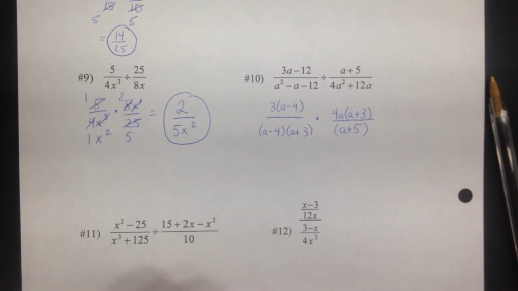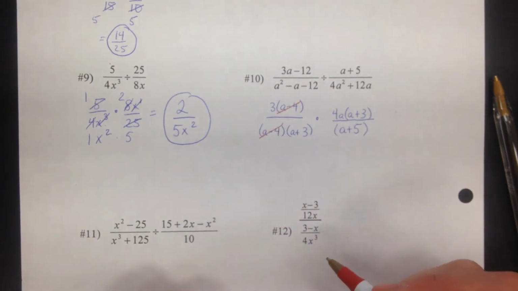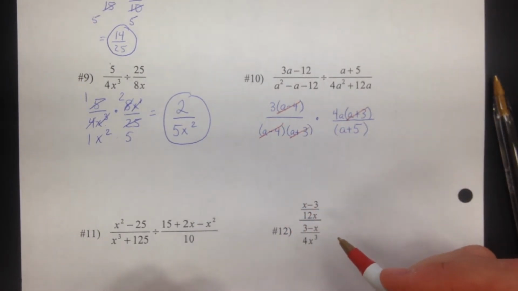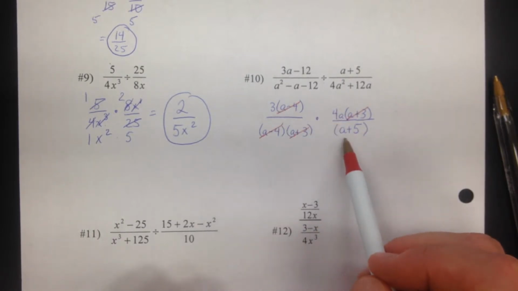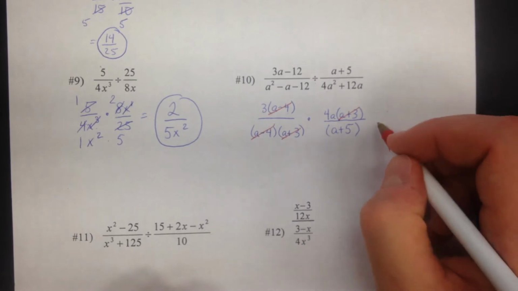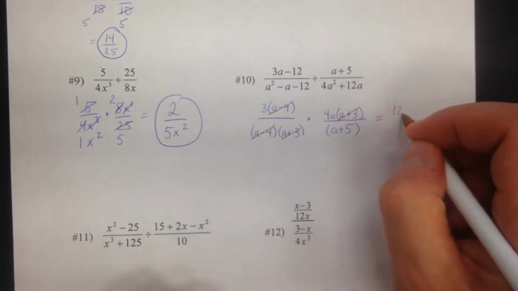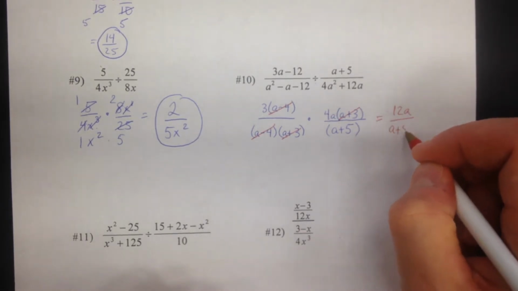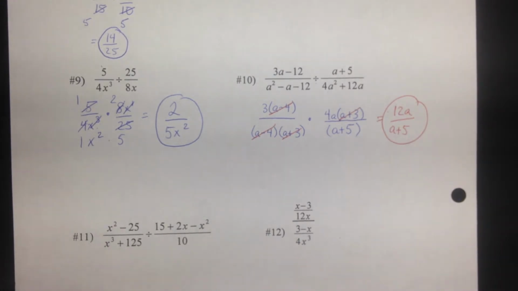Now you can start reducing or canceling. A minus 4 divided by itself is 1. A plus 3 divided by itself is 1. Now let's see. Nothing else is going to reduce, so we're going to multiply what's left. The numerator, 3 times 4a is 12a, and the denominator is just a plus 5. That's as far as you can go, and that's our solution.